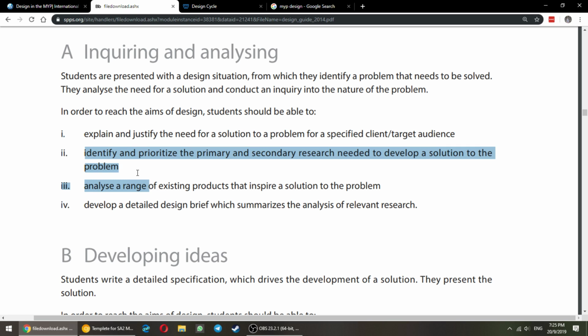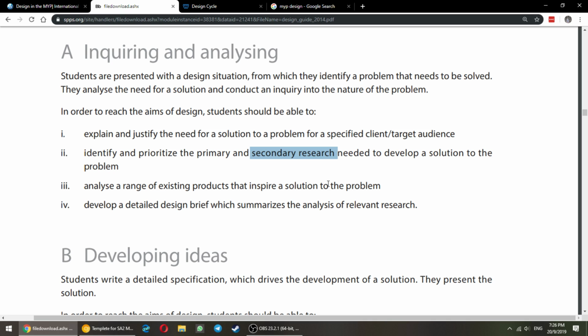Okay, so once you're done with that, identify and prioritize primary and secondary research needed to develop a solution to the problem. In this case, you're trying to tell people how you would get the answer. Primary research means you get the information yourself. Primary research can be things like asking your friend what their preference is, while secondary research is like what is the length of an average human being.